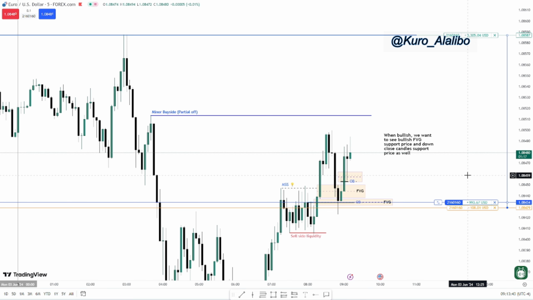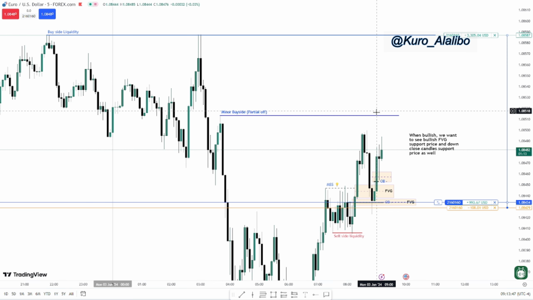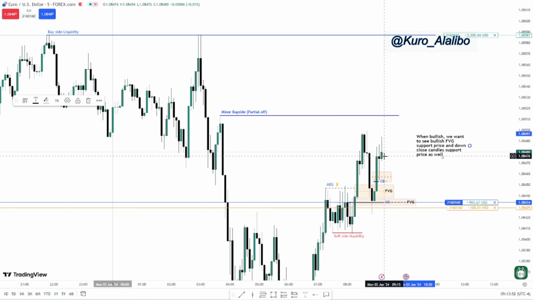I'm currently watching how price trades above this high. I'm expecting an expansion through. I'm expecting a rapid movement up through there.